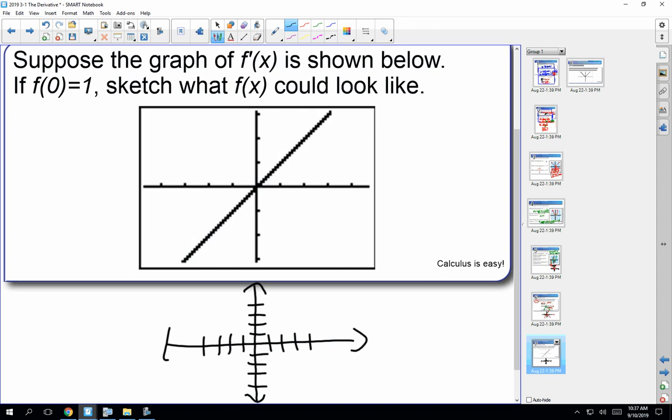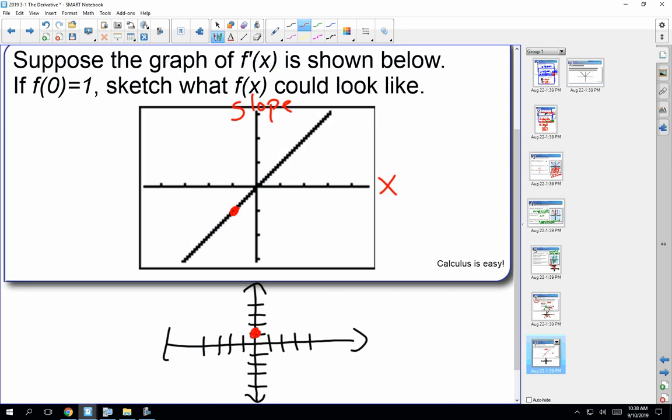All right, so I'm going to start out by plotting the point that they gave us. It says f of 0 equals 1, so that would be the point (0, 1). Sketch what f of x could look like. Remember, this up here is x versus slope. So if I'm going to draw f of x from this, let's look at what's happening right here.